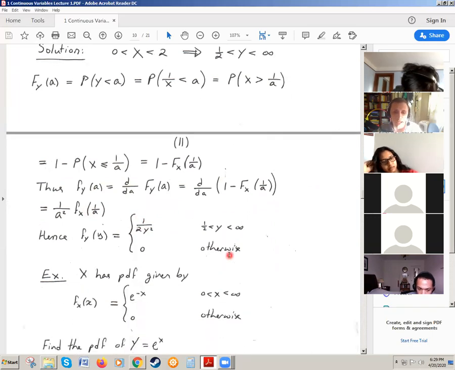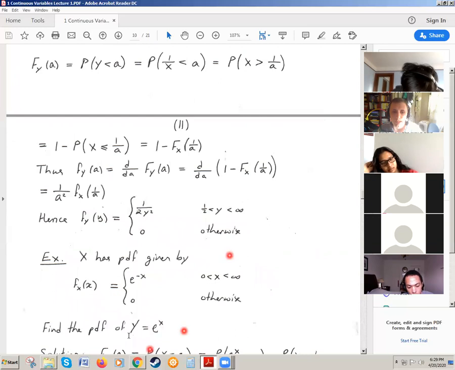All right, so again, your turn. Here is x. Its density function is given by e to the minus x for x between 0 and infinity. I want you to tell me what is the density function of y, where y equals e to the x. Calculate.